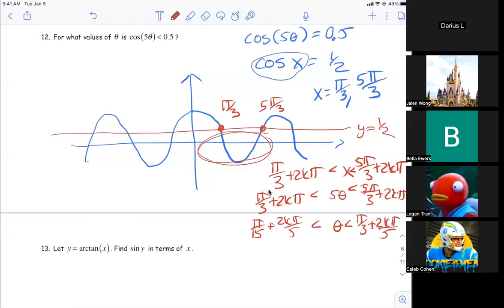So sometimes getting a sense of an inequality helps. I don't want where it's greater than a half. If it was greater than a half, I'm thinking between these two points here. But because it was less than a half, that's why it helped me to visualize it with a graph, so I could figure out what intervals I'm looking at.